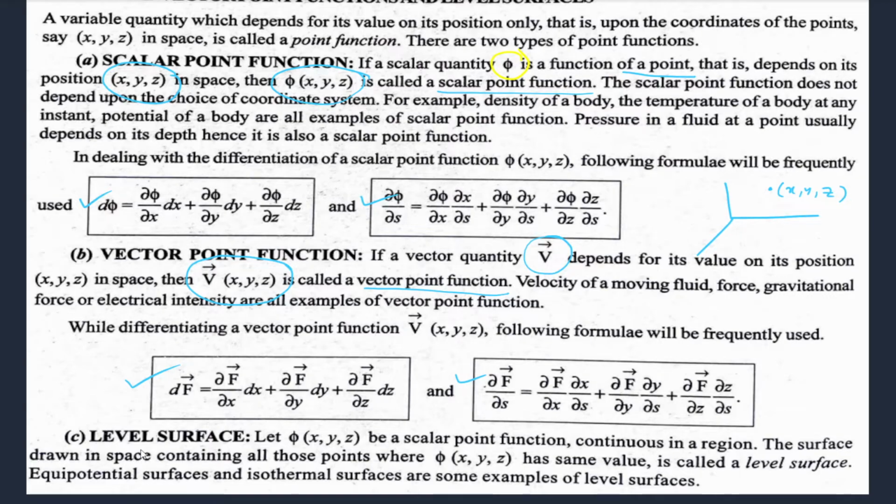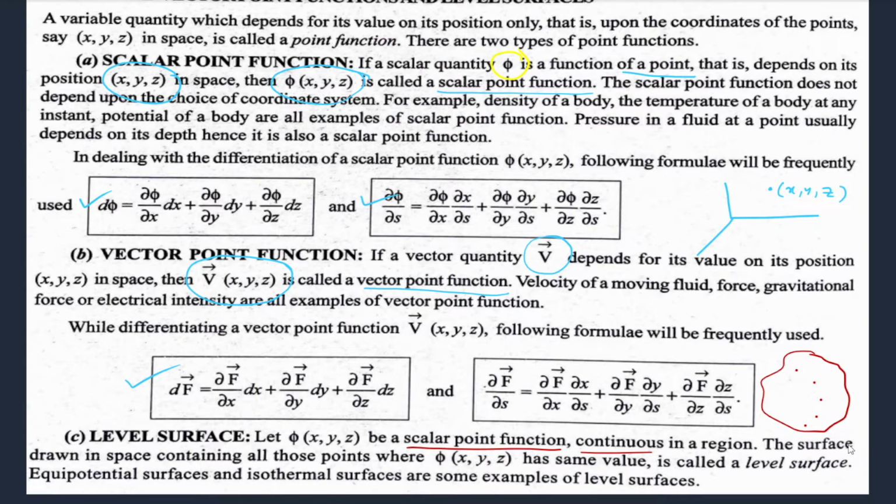Now the important thing comes, level surface. What is level surface? Suppose there is one space. This is one space, and there are some points where the value of phi is the same. Phi of x comma y comma z is a scalar point function, which is continuous also in this particular region.